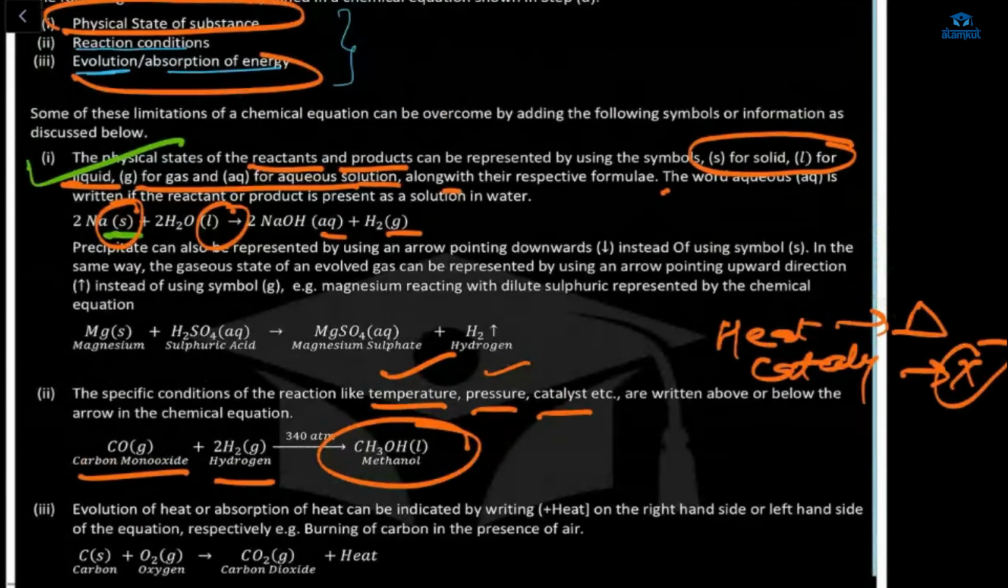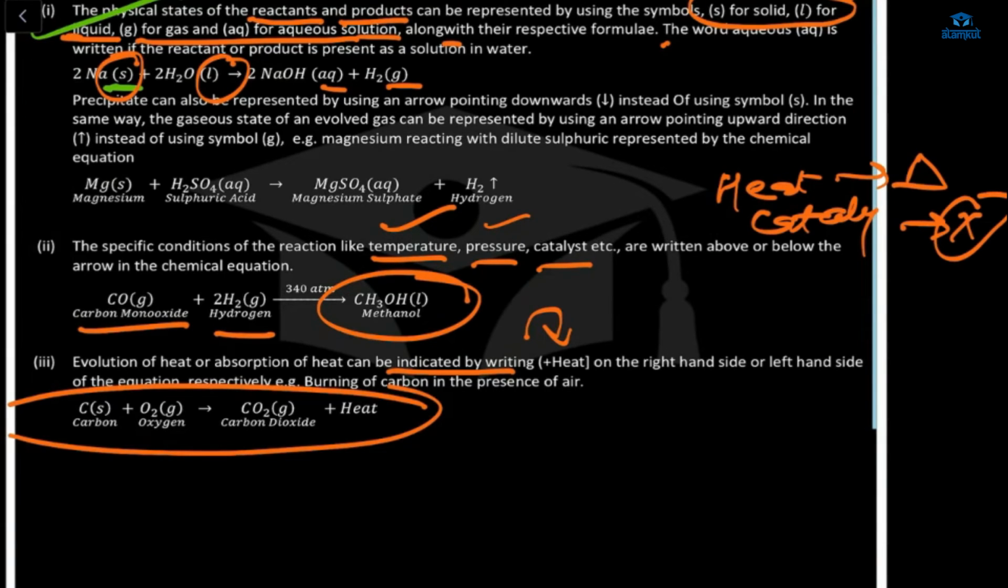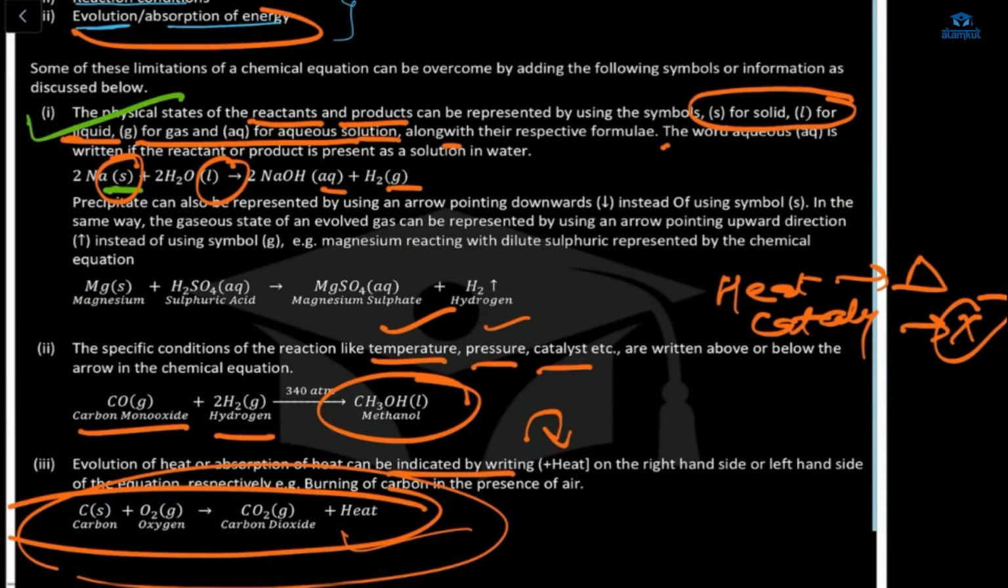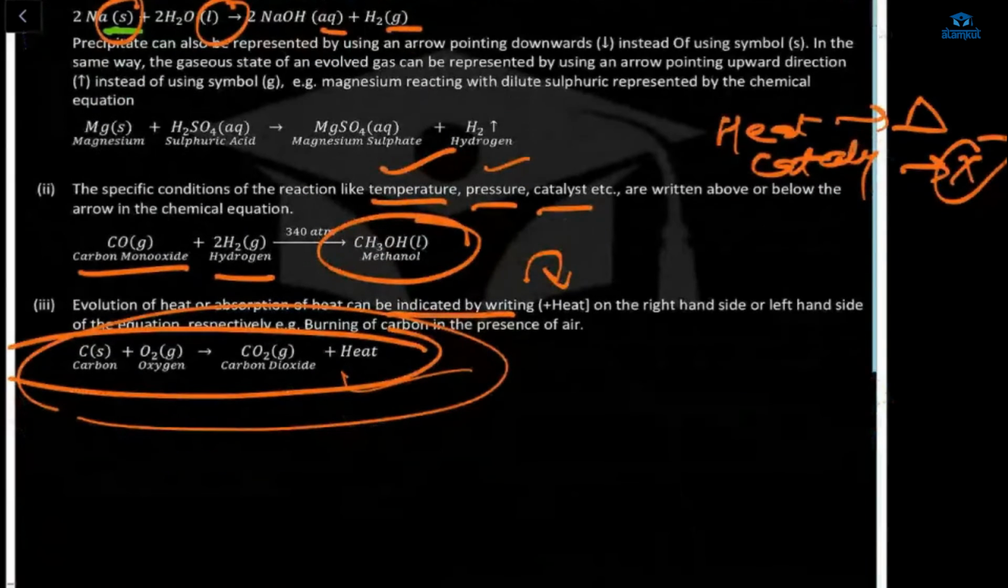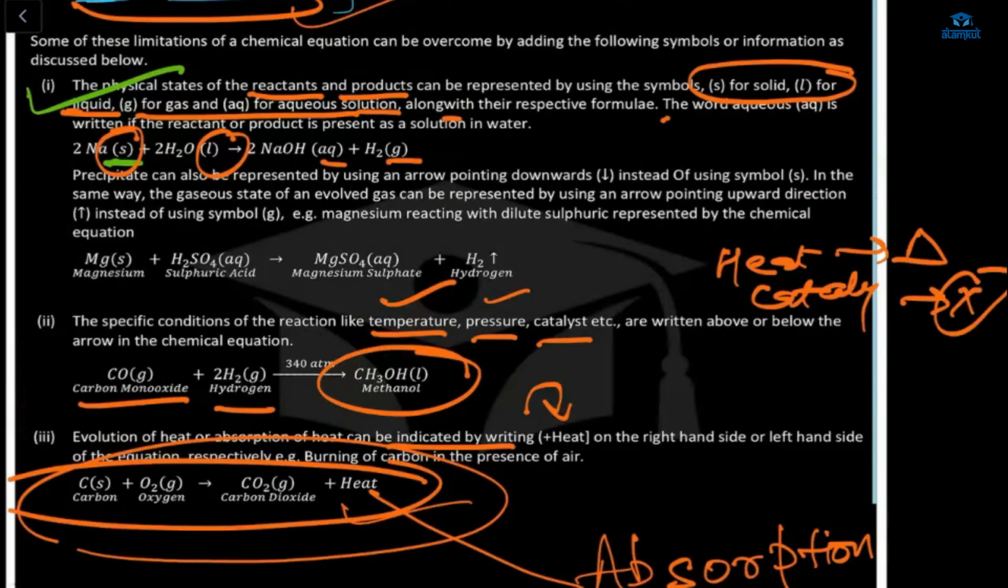Third one is evolution. Evolution of heat or absorption of heat can be indicated by heat. If we have to indicate this heating thing, the evolution thing, then we can write only heat. If an equation is carbon plus oxygen giving CO2 plus heat, it is indicating that, okay, absorption of energy is going on. Heat is what? Heat is absorption of energy. Yes, Navya, what is heat? Absorption of energy. Yes, absorption of energy.